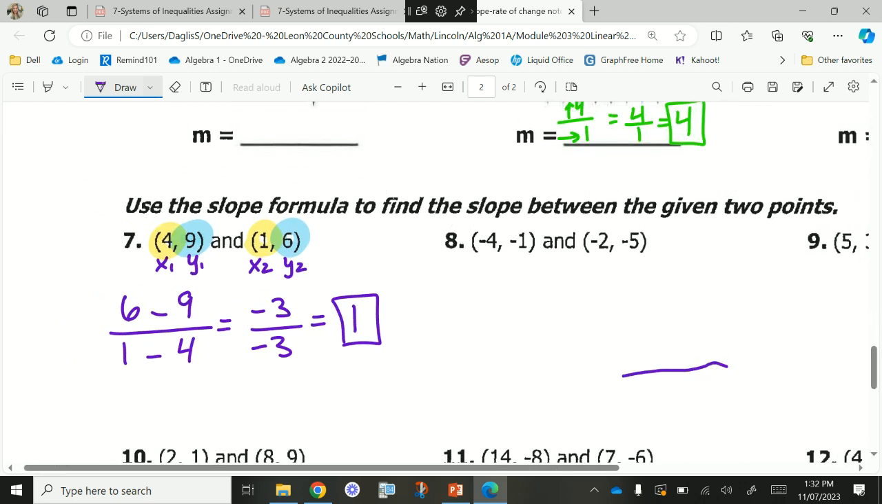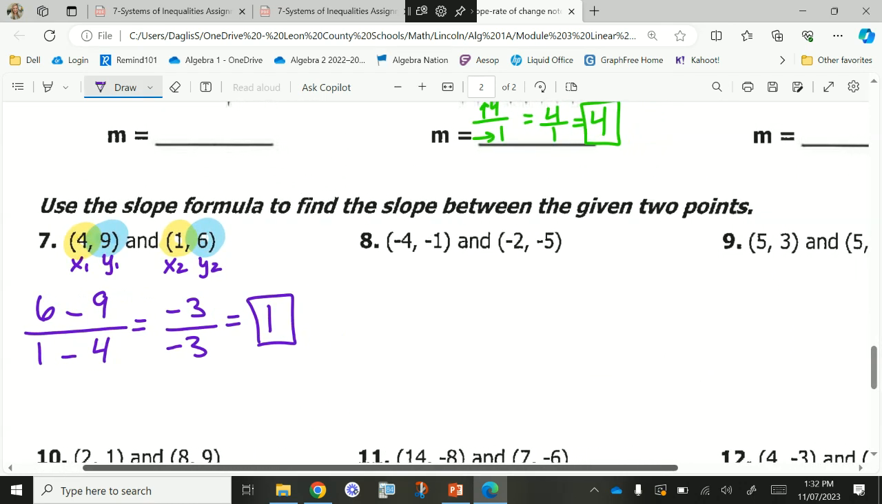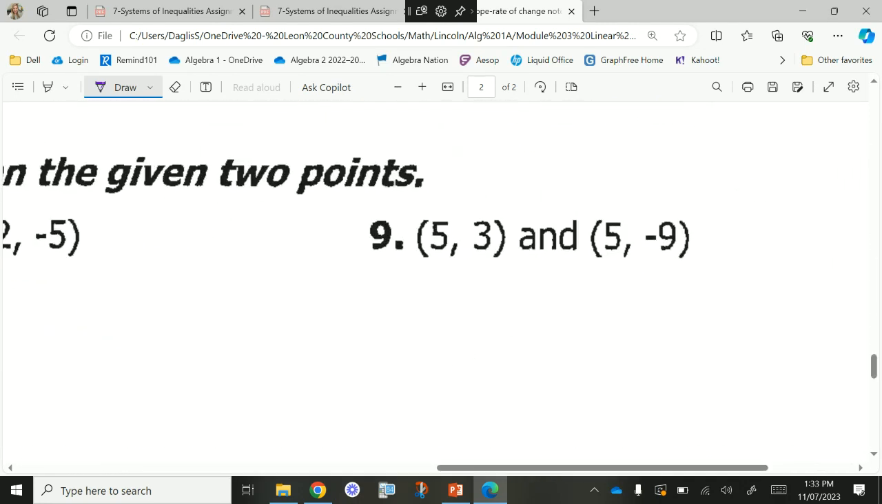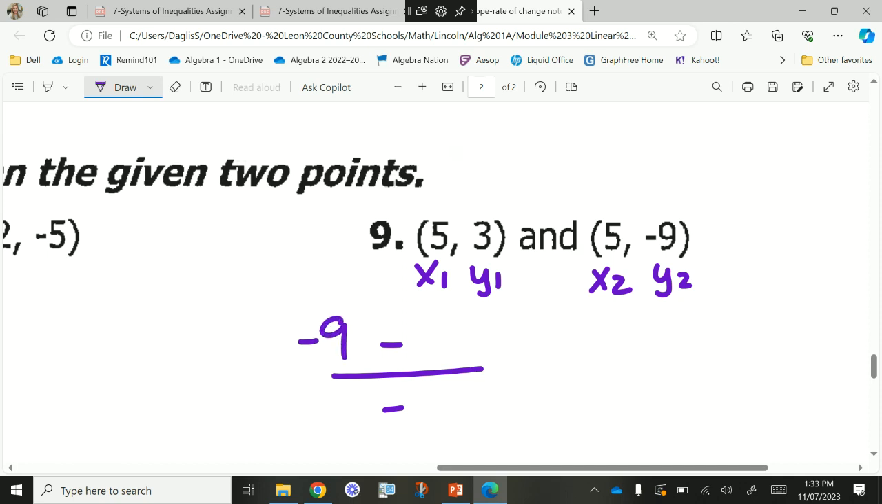All right, moving on to number 9. What am I going to label as x1? Good. What's going to be my x2? What's y1? What's y2? There you go. Good. 9, 3, 5, 5. Almost. It should be -9 minus 3. It's okay. Joelle, why is it undefined?